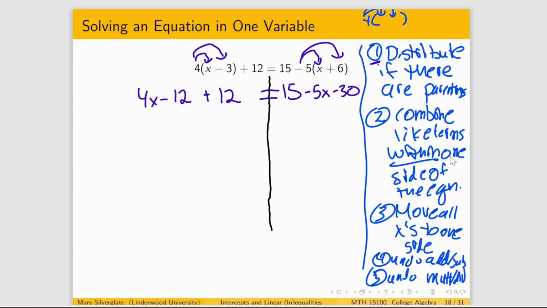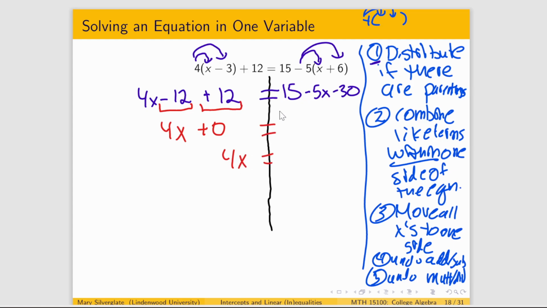Now I want to combine like terms within one side of an equation. Again, we're not undoing anything at this step. Here I'm just saying, if this was a phrase over here that I was just told to simplify, what like terms do I have? Well, I have the like terms of -12 and +12. -12 plus +12 gives me 0. So that's really 4x plus 0 on that side. And typically we don't write plus 0. So it's really just 4x.